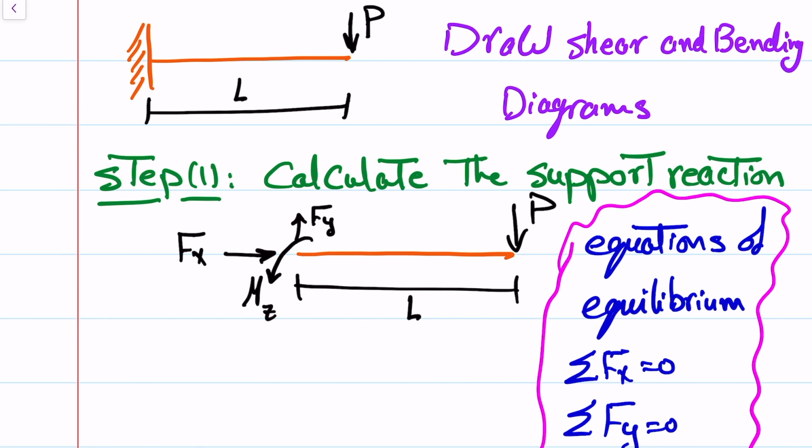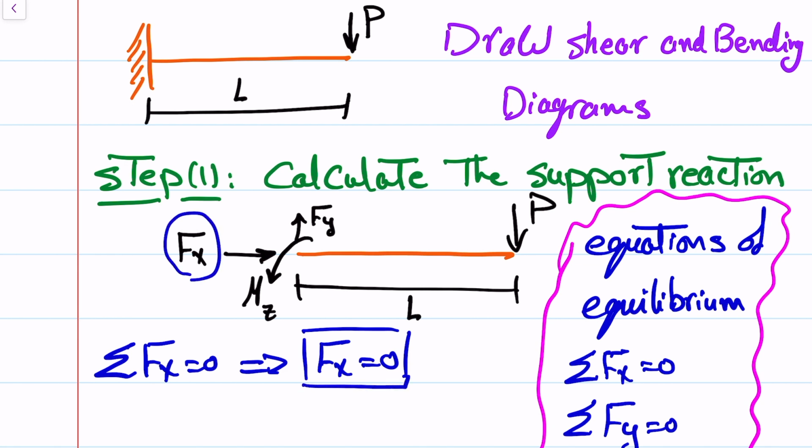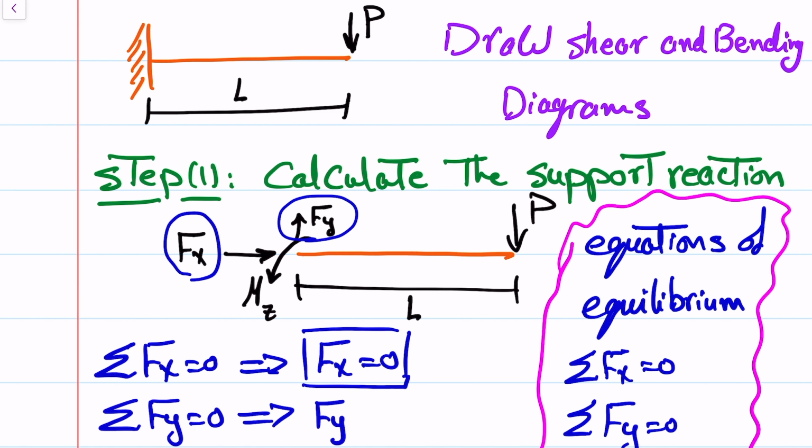Okay, so first, if we solve the summation Fx equals 0, this will give us that Fx equals 0, right? And then summation Fy equals 0. Fy is pointing upward, so it is positive, and the P is pointing downward, so it is negative, so Fy minus P equals 0, and this means Fy equals P.